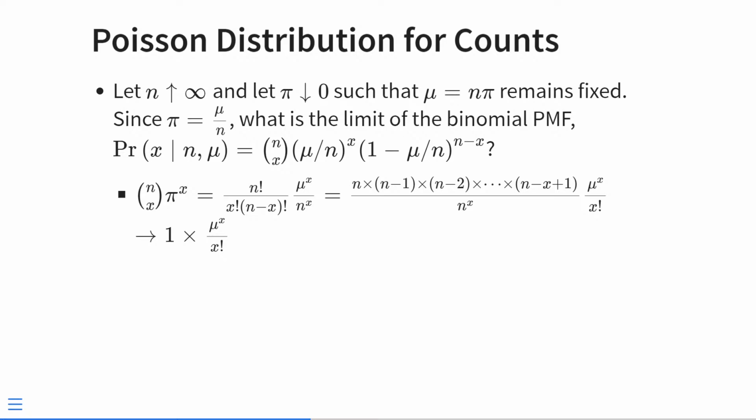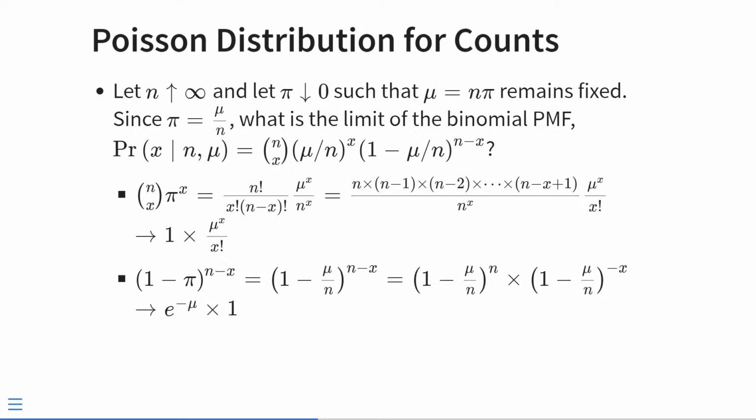So if we think about the first term, n choose x multiplied by pi raised to the power x, and we substitute mu over n for pi, we get this. Rearrange it a little bit. We're going to get n to the x in the denominator, and we're going to get x terms involving n in the numerator. So as n goes to infinity, that is going to approach 1, leaving us with mu raised to the power x divided by x factorial.